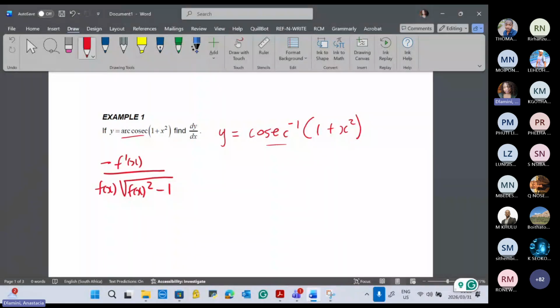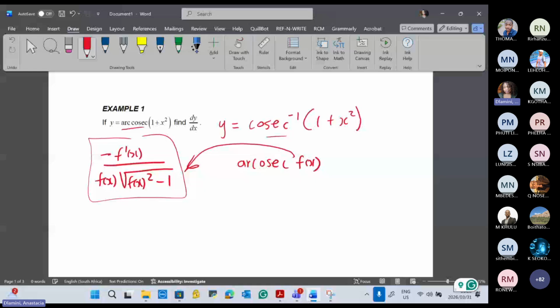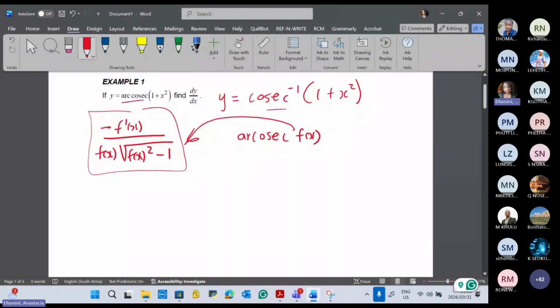So we know that the derivative of this function, arc cosec, is this over here. They say that if you have arc cosec of a function f of x, then its derivative is this over here. Now, what is f of x? Let's do it step by step. What is f of x in this case?